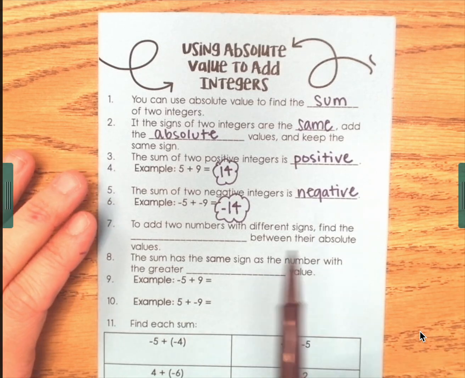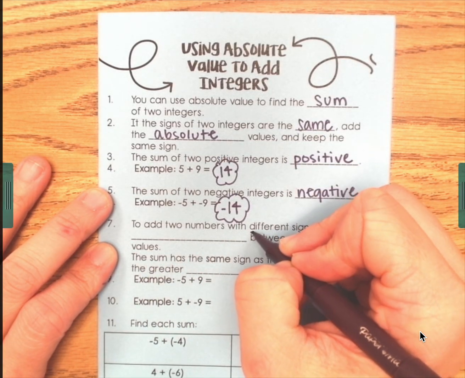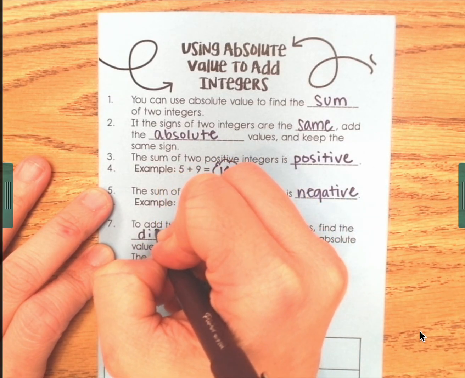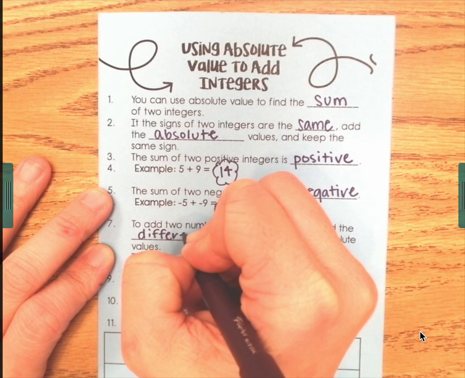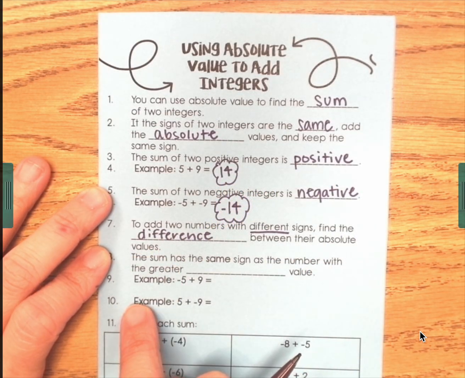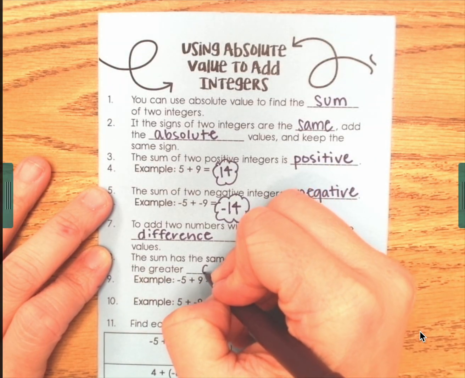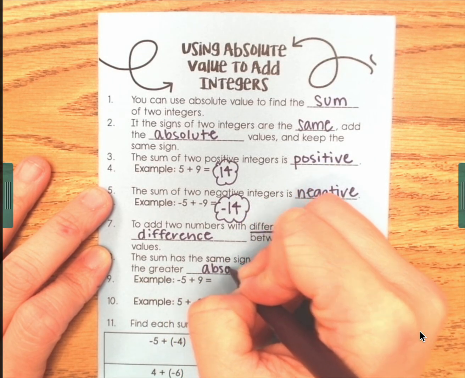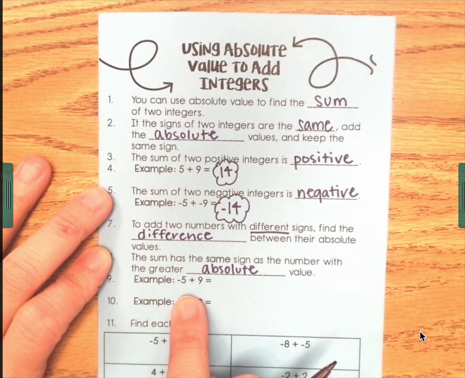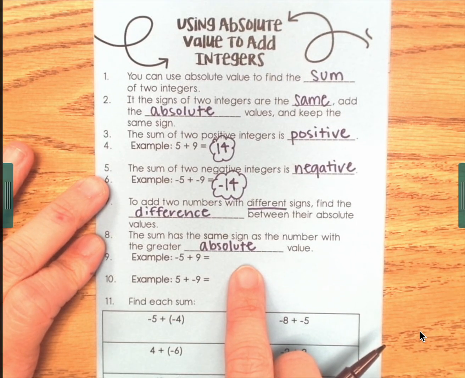Okay, not too bad. Here's where it gets a little tricky. When we add two numbers with different signs, so this time they're different, you're going to find the difference between their absolute values. The sum has the same sign as the number with the greater absolute value. So that just means if we have more positives or more negatives, that's going to determine the sign on our answer. So let's look at a couple of examples.